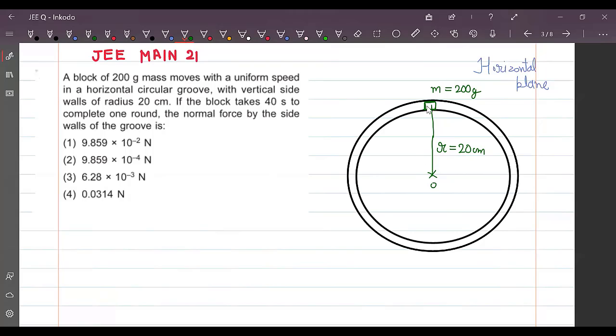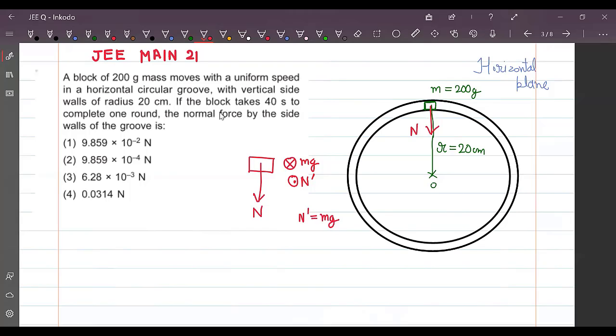See, what we need here is a force towards the center, because if there is no force towards the center, there will be no circular motion. So this force towards the center will be given by the normal force. This is a horizontal plane. Normal force will be towards the center, and mg will be into the plane. And to balance that, there will be another normal force acting in the upward direction. Let's call it N dash. So N dash will balance mg.